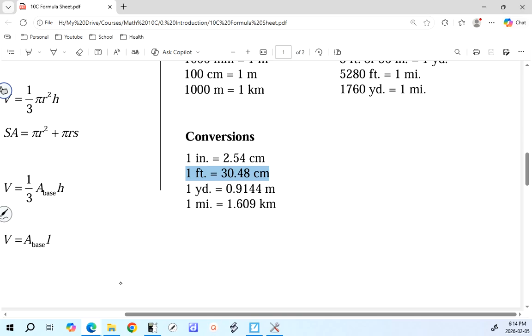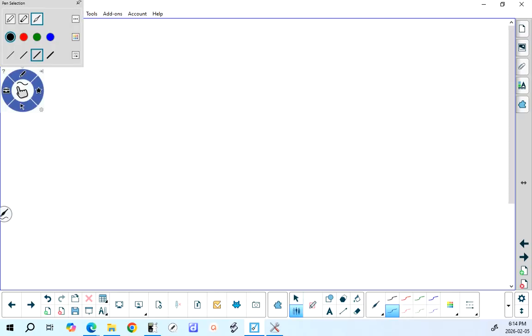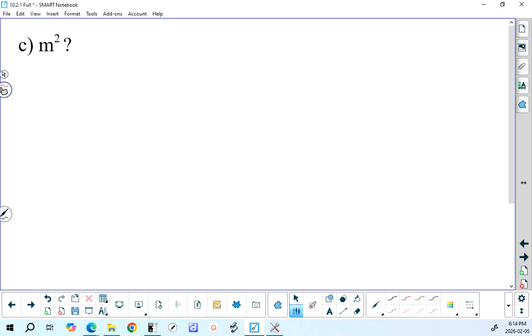1 foot is actually equal to 30.48 centimeters, but that's 0.3048 meters. So I can use that ratio to take 8 feet and find out how many meters it is. So 0.3048 meters over 1 foot equals X meters over 8 feet.